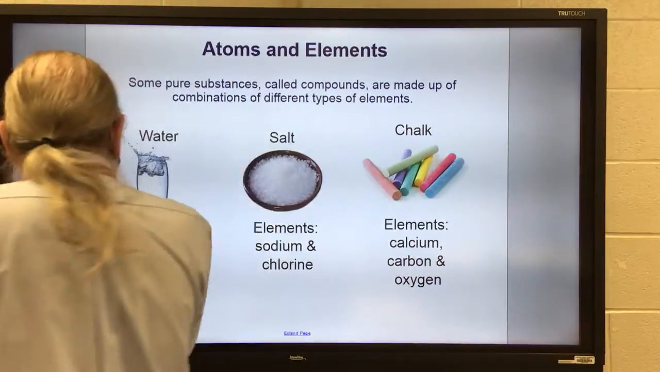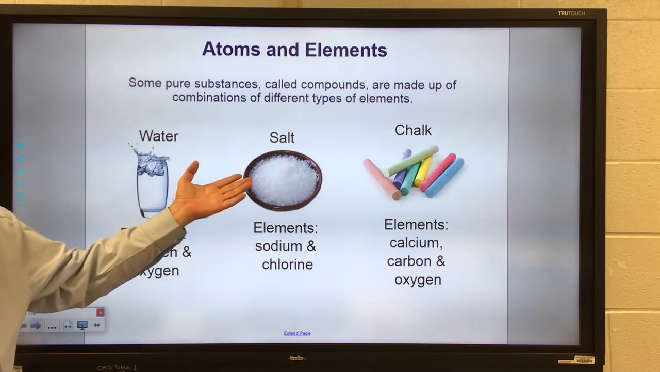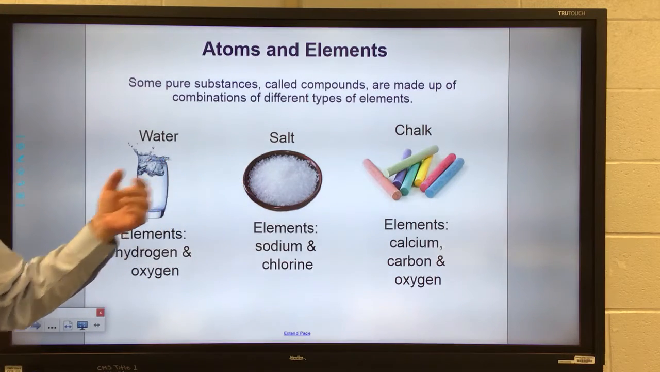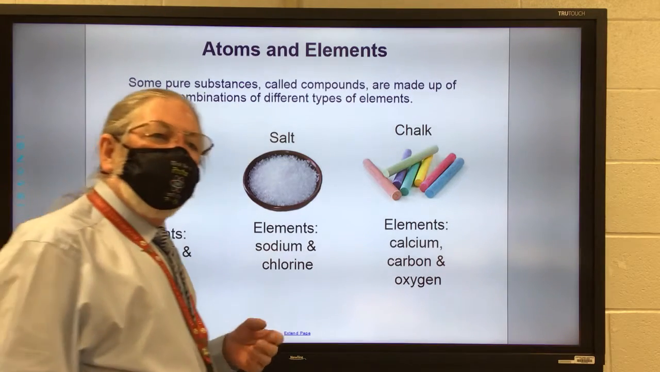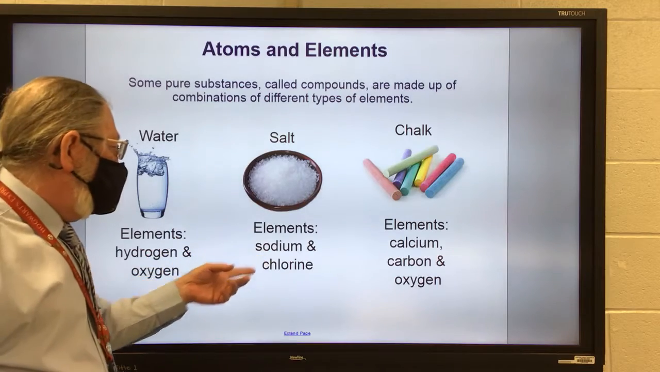All right, so water is made up of hydrogen and oxygen. How about salt? You put salt on your food. Too much salt is not good for you, but some salt just makes your food taste better. It's made up of sodium and chlorine.